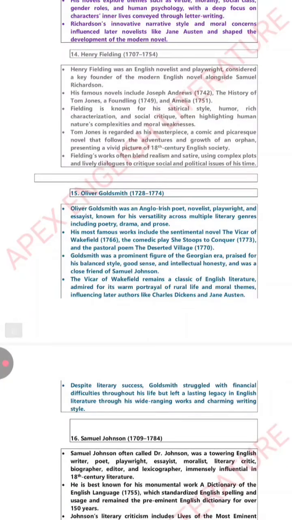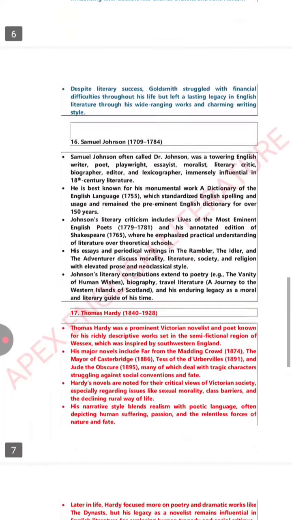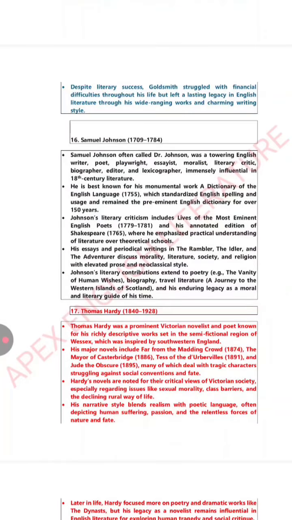Oliver Goldsmith, a very important one, who has written The Vicar of Wakefield, She Stoops to Conquer, and The Deserted Village. Samuel Johnson, who wrote a Dictionary of the English Language.